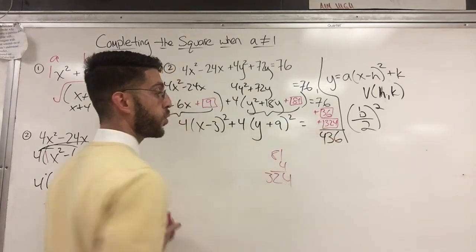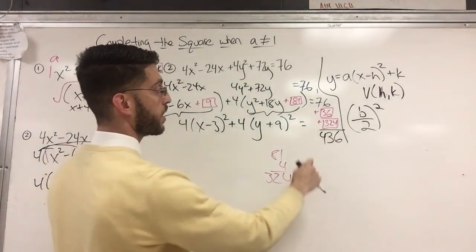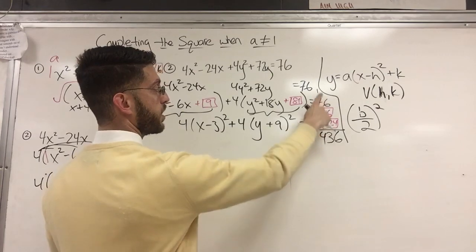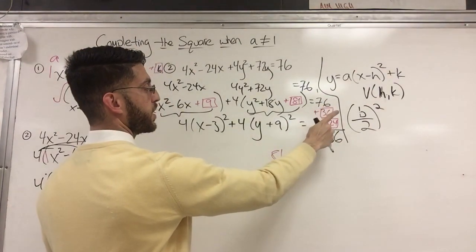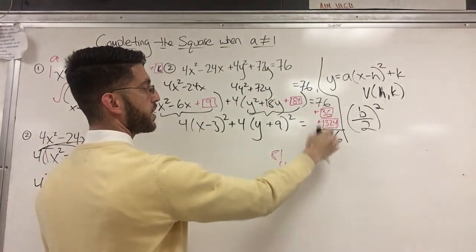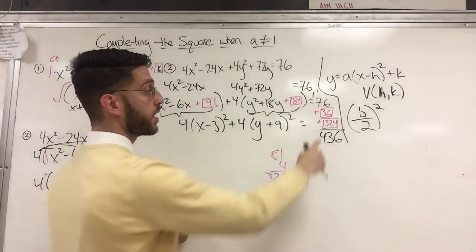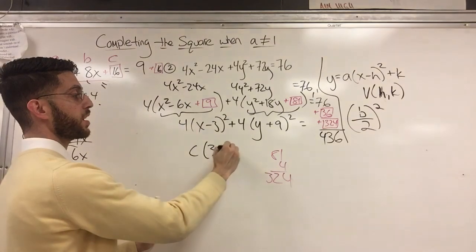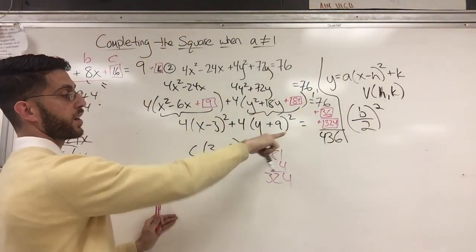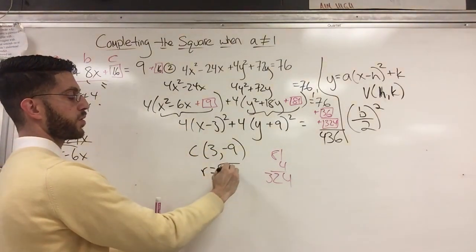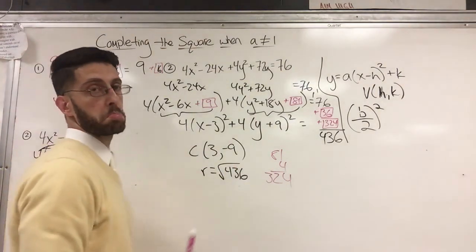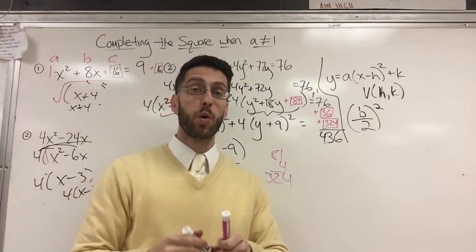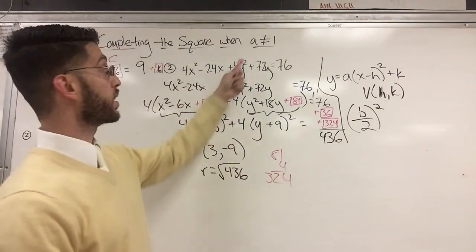So that should be 436, okay? It came from 7, 8, 9, 10, 11, 12, 13, right? So that's another one that I had to carry, and 3 plus 1 is 4. So what does that say? The center is 3, -9, and my radius is whatever the square root of 436 is. That's not too important. My goal was to show you what to do with the leading coefficient.